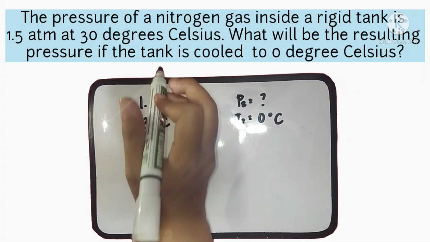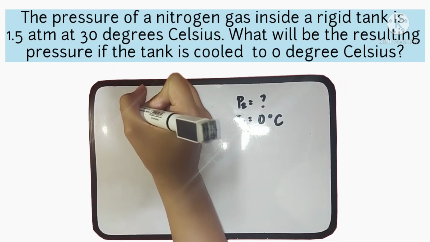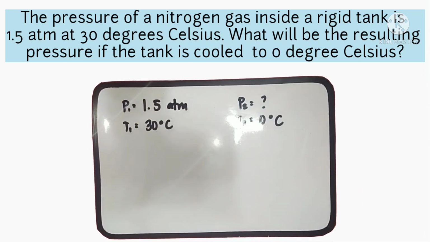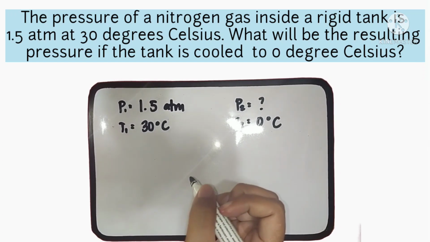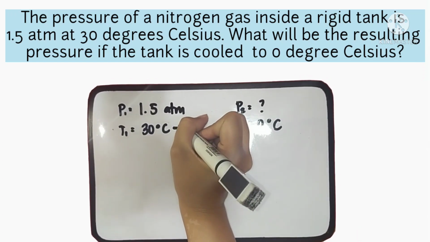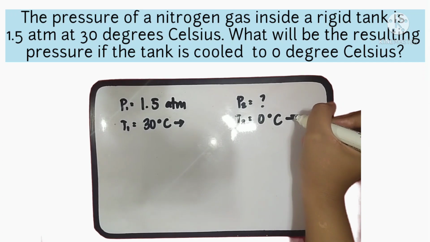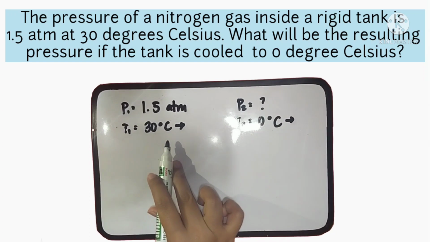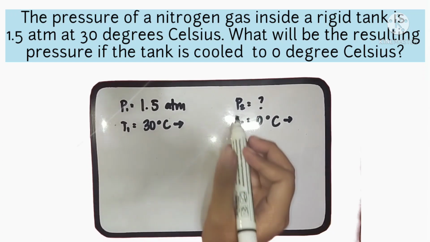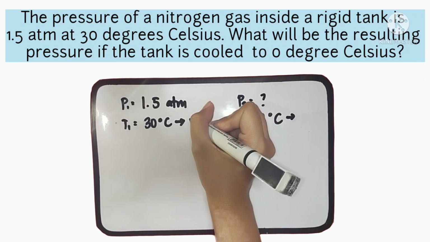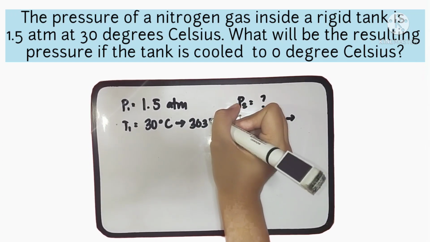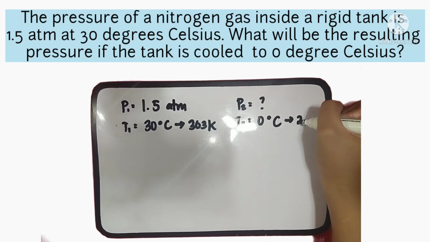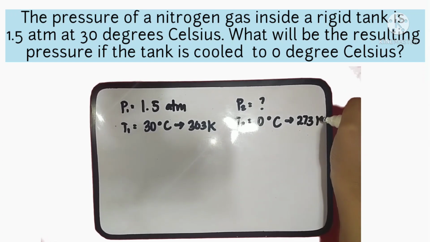Now, these two variables are the initial pressure and the initial temperature. Just like what we did with Charles' law, you have to convert this first into Kelvin, being the absolute unit for the temperature. Again, to convert this to Kelvin, we'll simply add 273. So the initial temperature will be 303 Kelvin, while the final temperature is 273 Kelvin.